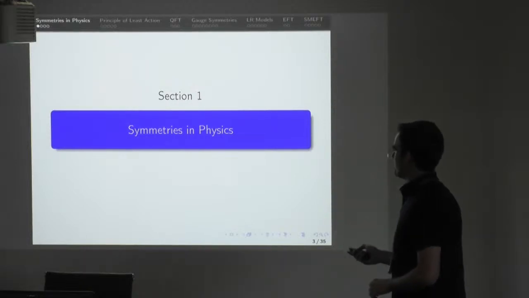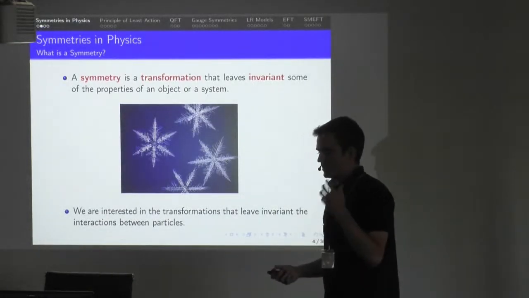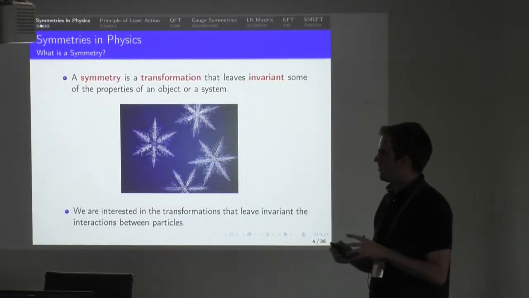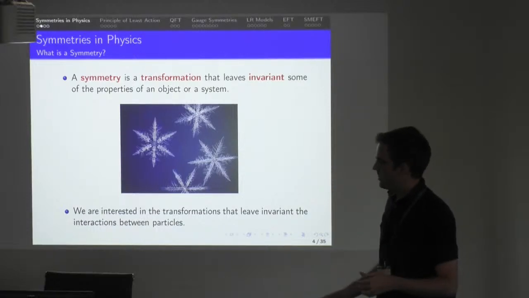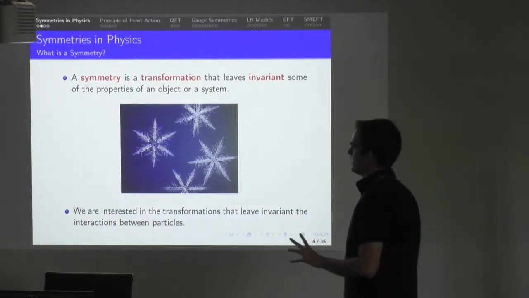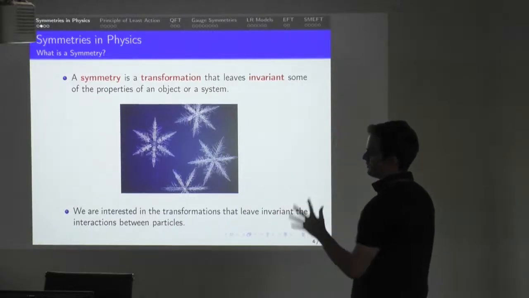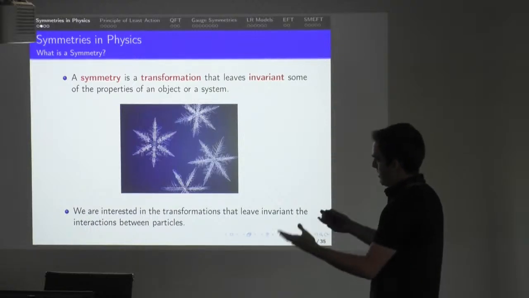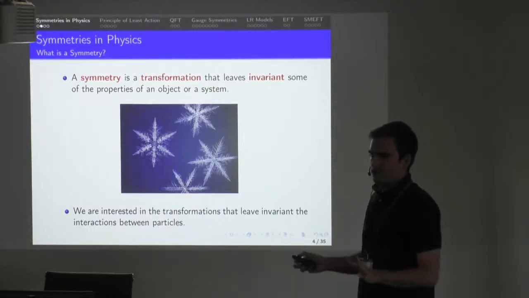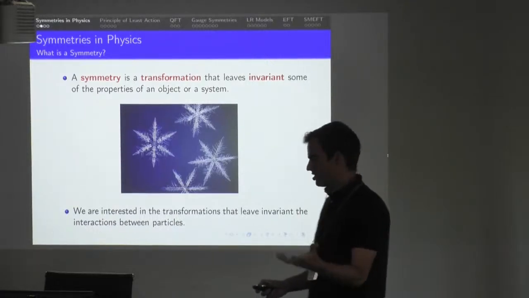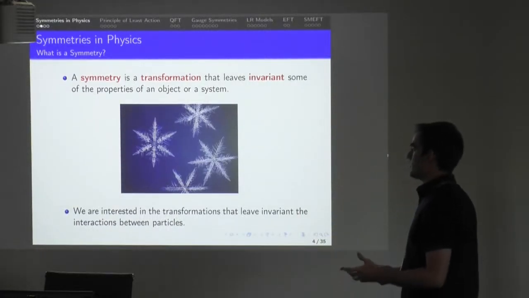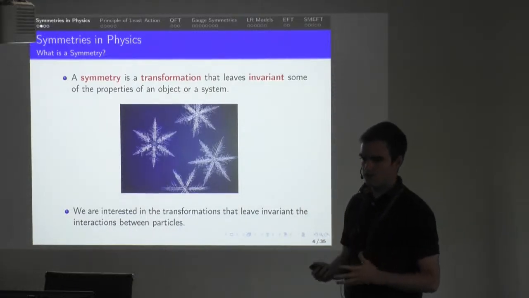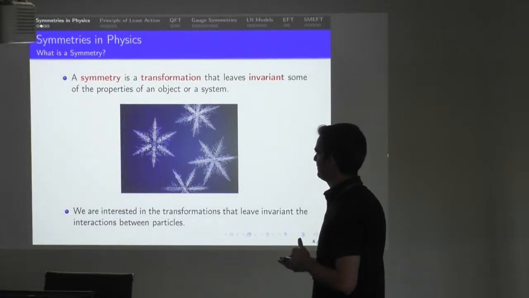Okay, so let's begin with symmetries in physics. First of all, what is a symmetry? A symmetry is a transformation that leaves invariant some of the properties of an object or a system. For example, here we have a snowflake, and you can see that if we make a rotation of 60 degrees of the snowflake, it remains, in a certain sense, invariant. That's a symmetry, a transformation that leaves some of the properties of the object invariant. But here, we are interested in the transformations that leave invariant the interactions between the particles. This is what is important in physics.